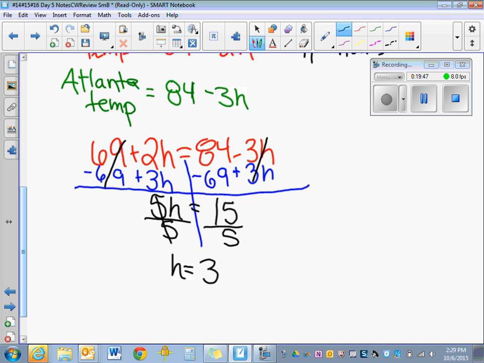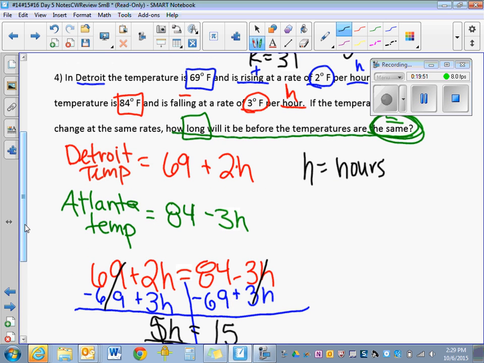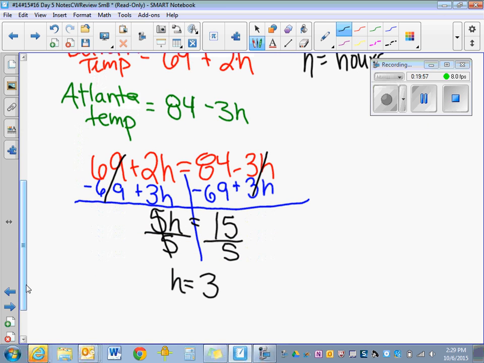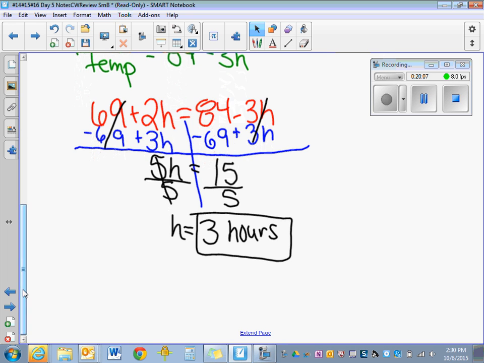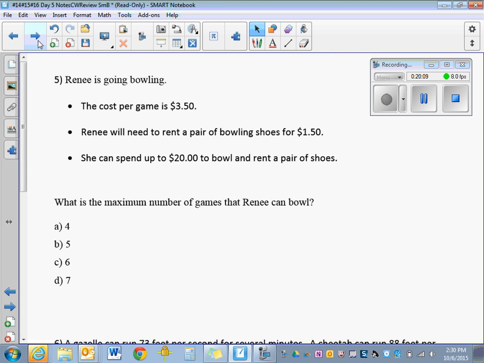Did we answer the question yet? No. What is the question? We have 3, but what does 3 represent? 3 hours. Very good. Questions on that one? Okay. We'll do one more.